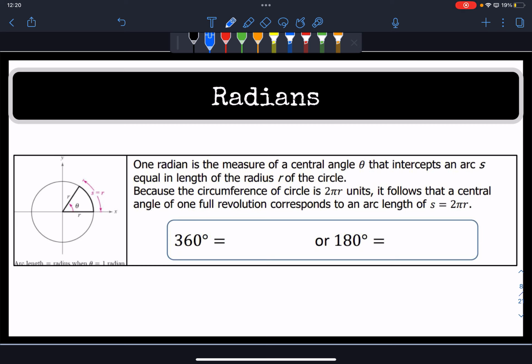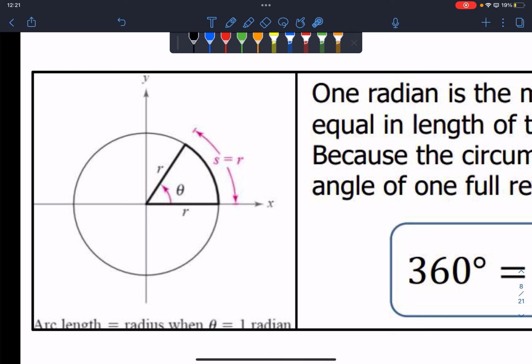Now, another form of measuring angles are radians. 1 radian is the measure of a central angle theta that intersects an arc s equal in length to the radius r of the circle. So what that means here, if we look at the diagram on the left side, and let me zoom in on that, is that if I get this distance here to equal to this distance there, okay, that is called a radian when this is true, okay?